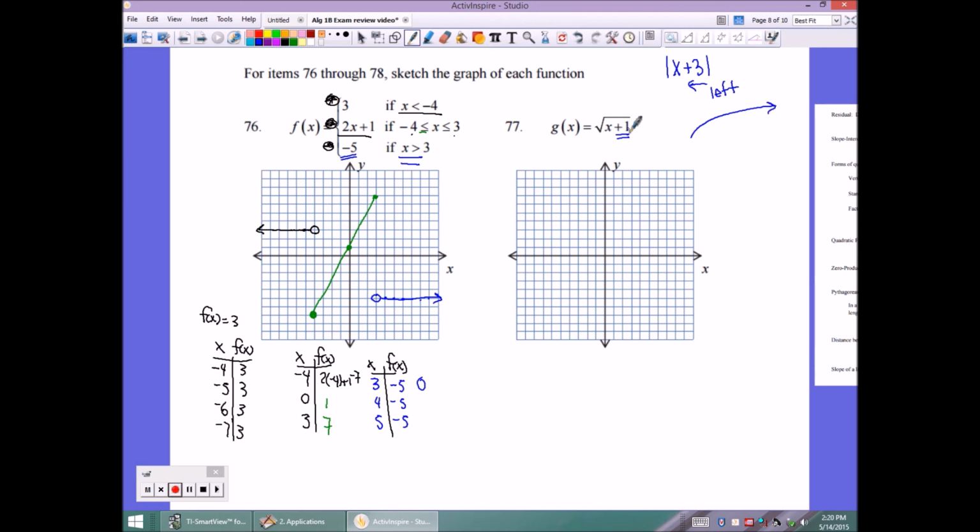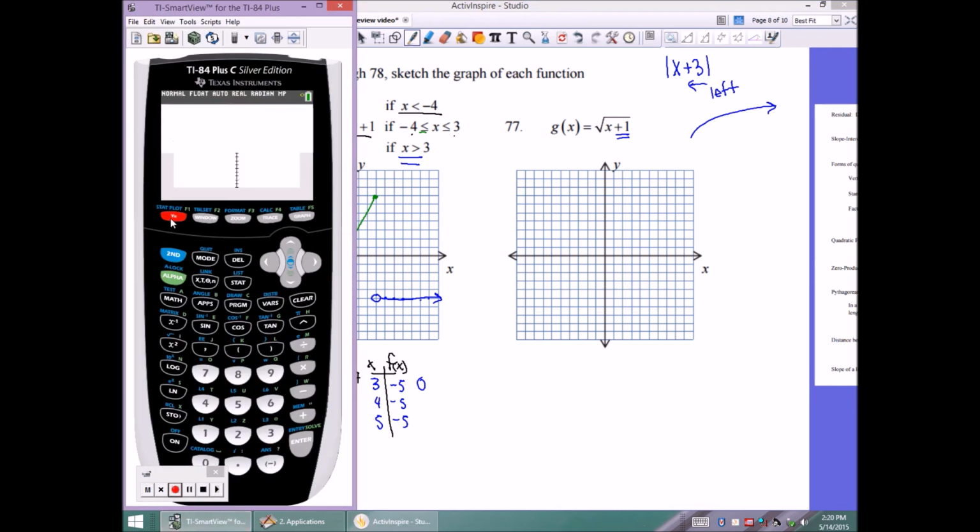But I could pull up my calculator, go to my y equals, and graph it. So I'm going to hit that, enter, go down, hit enter. I can graph it and see, yes, it's right there. If I want to know what the values are, I hit second table, and I can look at my values.